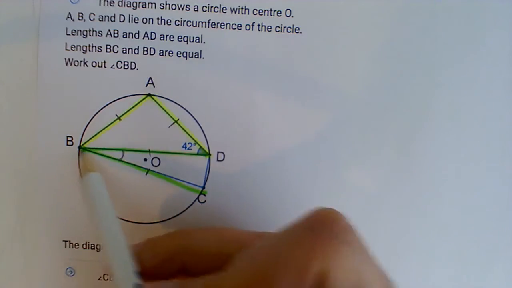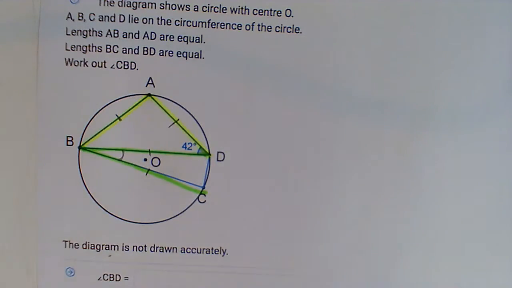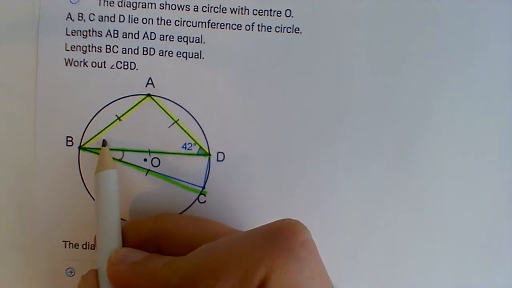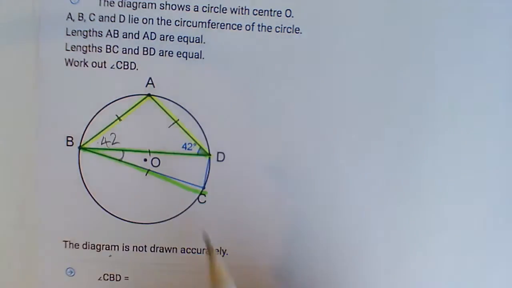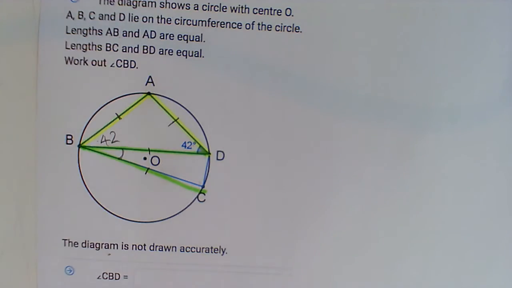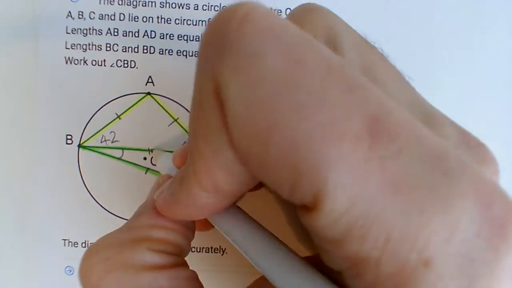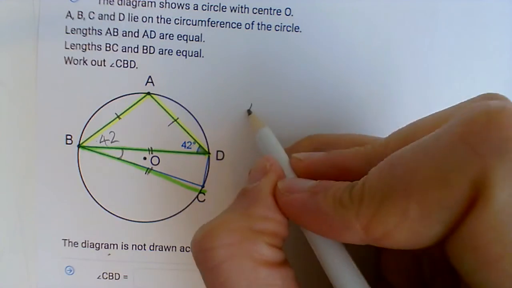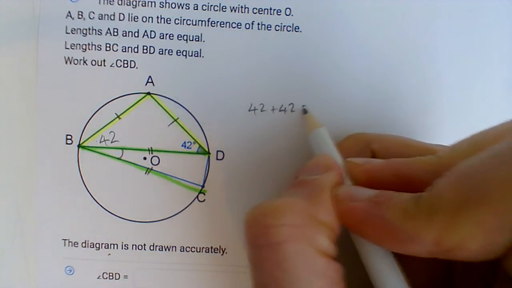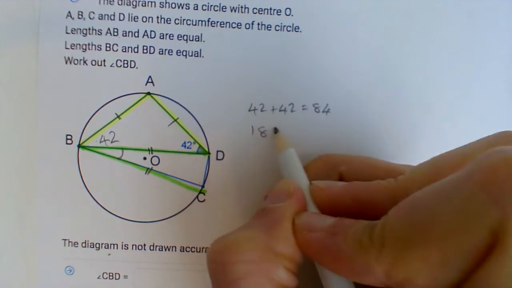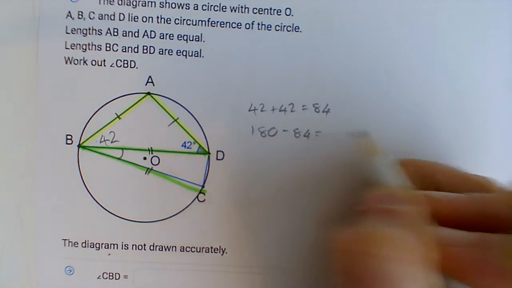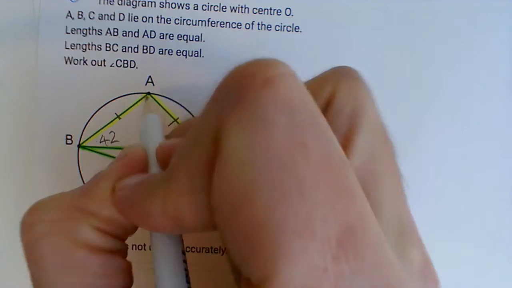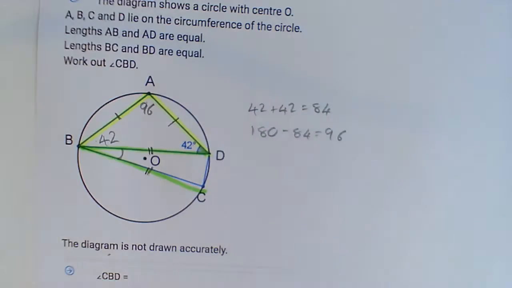Well, if this is an isosceles triangle here and it's already pointing up, it means that the two bottom angles here are going to be equal. So that and that are the same. And the reason they're the same is because it's an isosceles triangle, nothing to do with circle theorems yet. If that's 42, then I can do 42 add 42, which is 84, and I can do 180 take away 84, which gives me 96. So that angle up there must be 96.